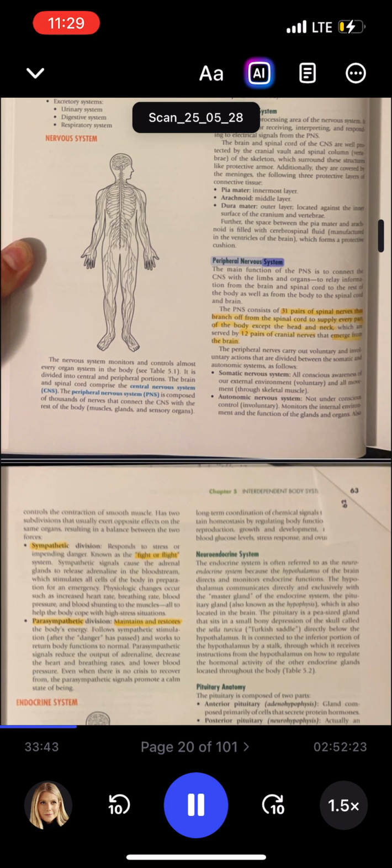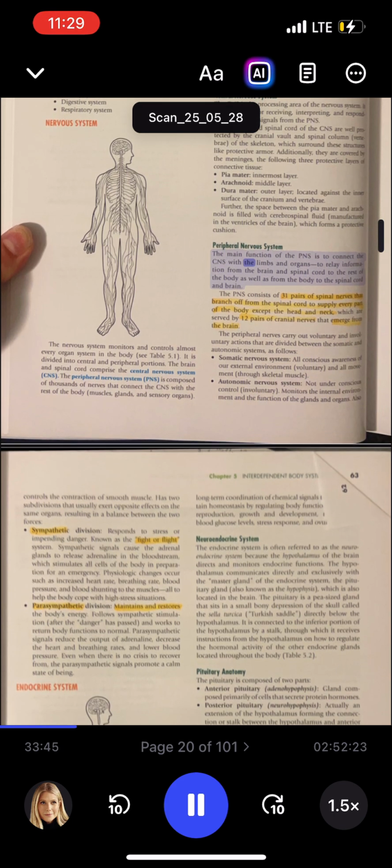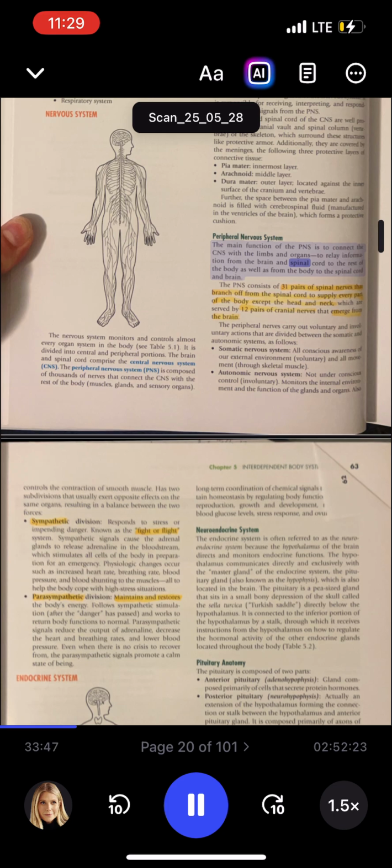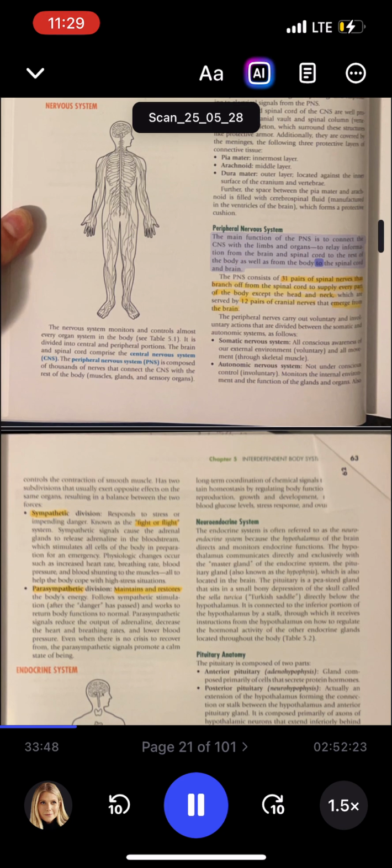Peripheral nervous system. The main function of the PNS is to connect the CNS with the limbs and organs, to relay information from the brain and spinal cord to the rest of the body, as well as from the body to the spinal cord and brain.